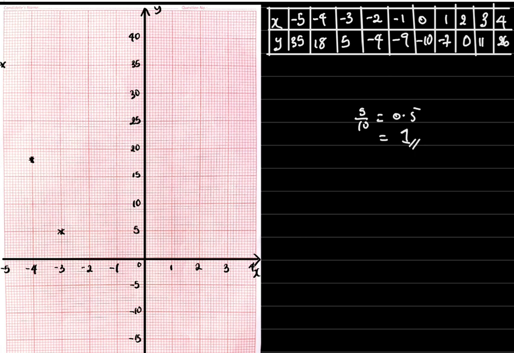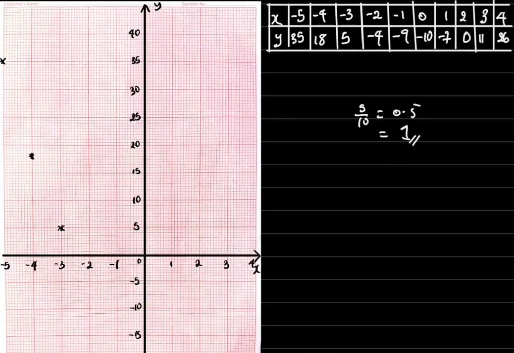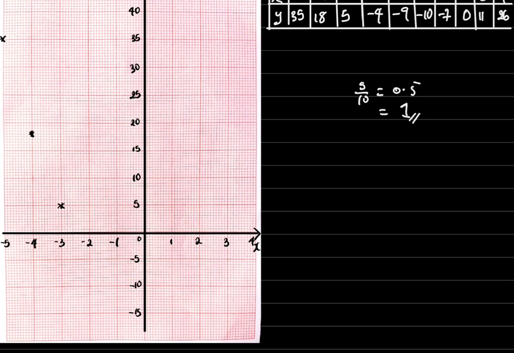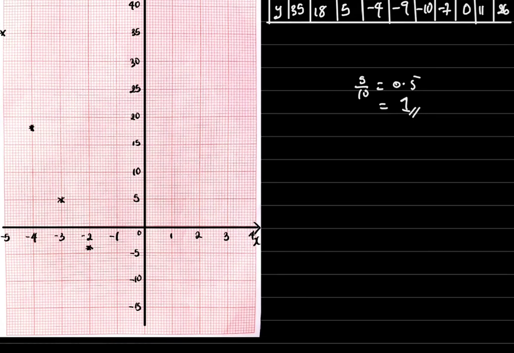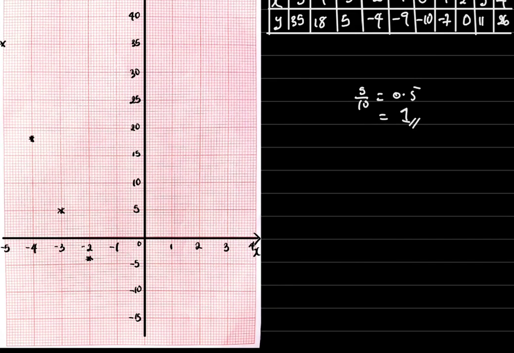Then followed by the next, which is minus 2 and minus 4. So this is minus 2. Minus 4 is going to be around here. Remember, I told you how to get this. Then the next, when it is minus 1, is minus 9. And minus 1 and minus 9, we have it around here.